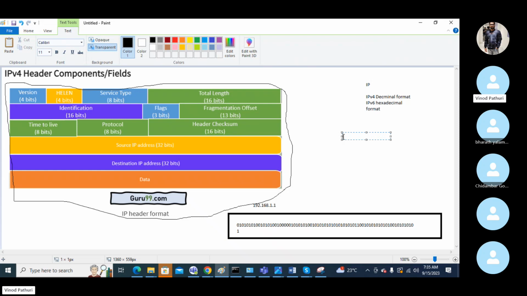Right now the version is 4 bits. That means 2 power 4, which is 16, but basically we count from 0, so 0 to 15. The header length is also 4 bits, so 2 power 4, which means 16 bytes. That's how we will look at this. This header length contains the head of the packet, which will guarantee your IP address transmission to the destination. And the next one is service type.